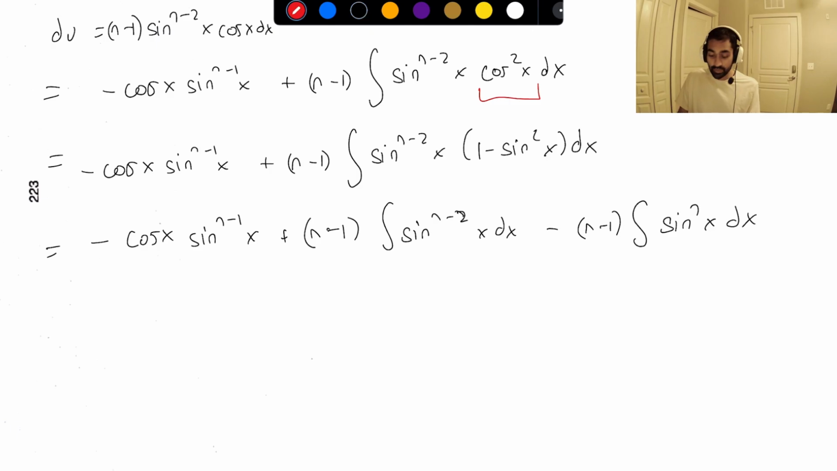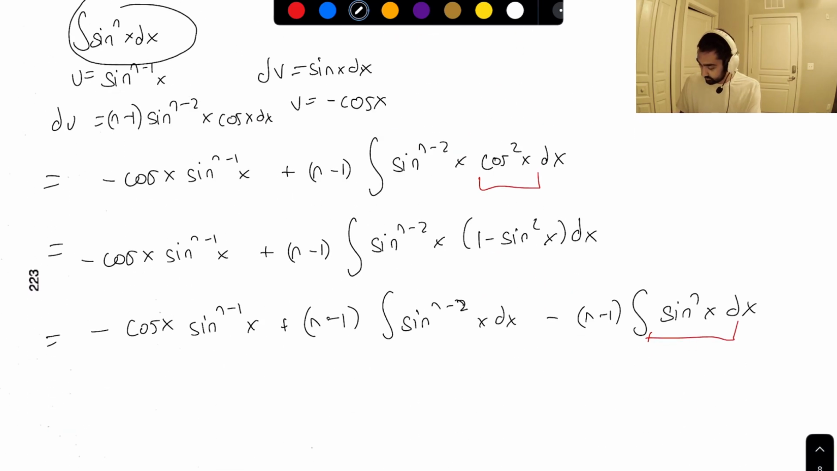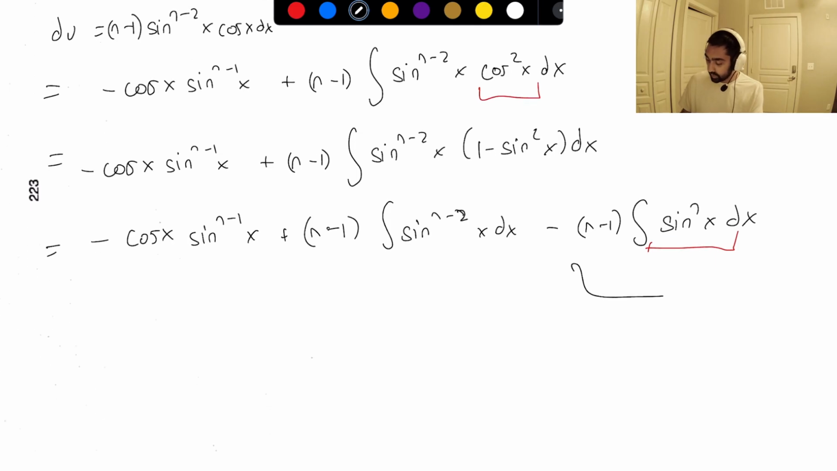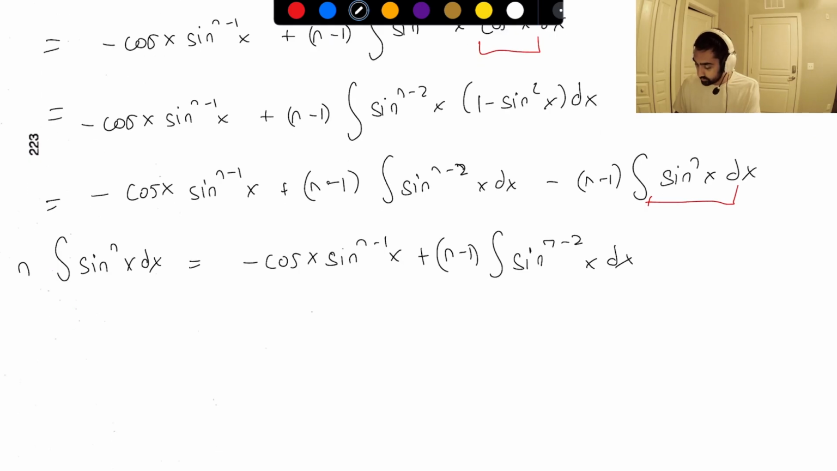And again, this is not exactly what we wanted to show, but we have to realize that this integral here is exactly what's on the left-hand side. Because remember, the left-hand side is just this. That's the same thing. So if I pull this term onto the left-hand side, I get n minus 1 plus 1, which is just n, integral sine to the n x dx equals minus cosine x sine to the n minus 1 x plus n minus 1 integral sine to the n minus 2 x dx.